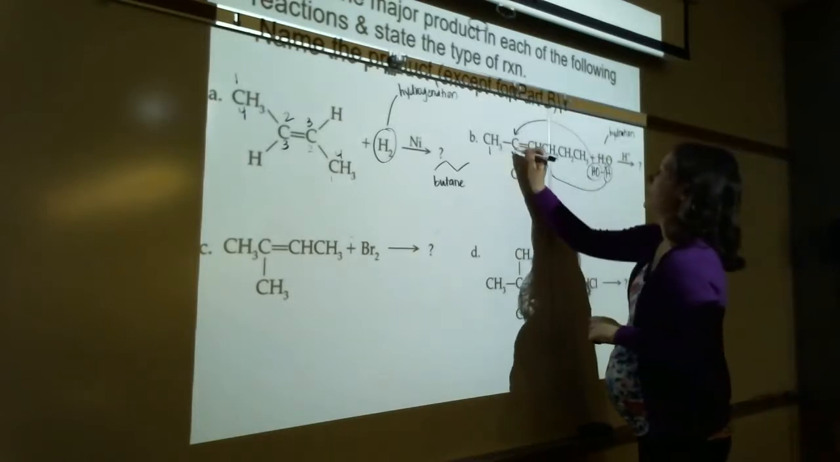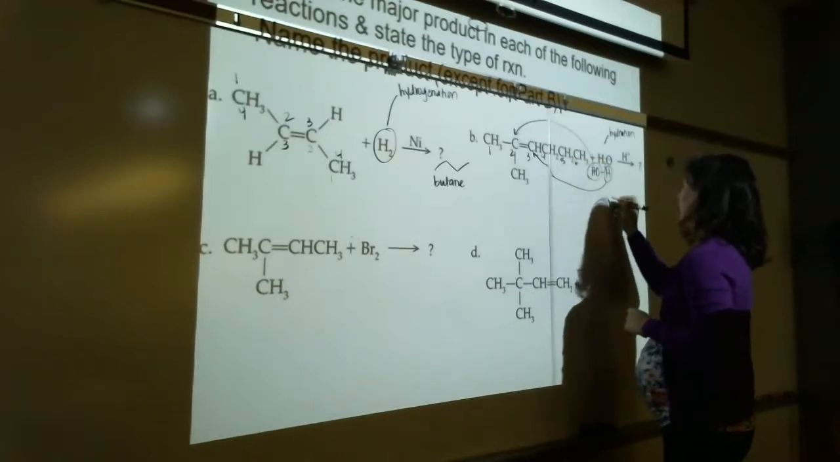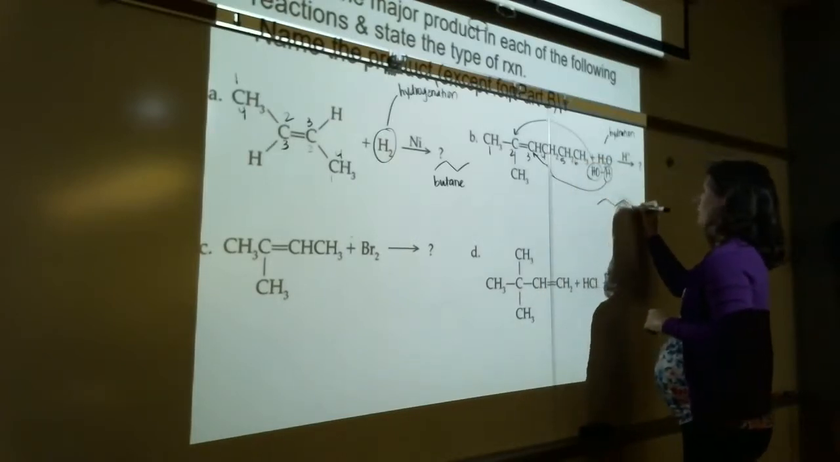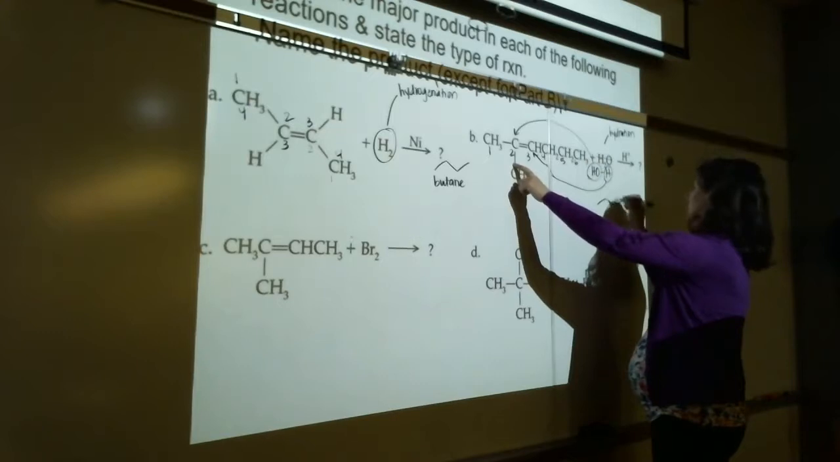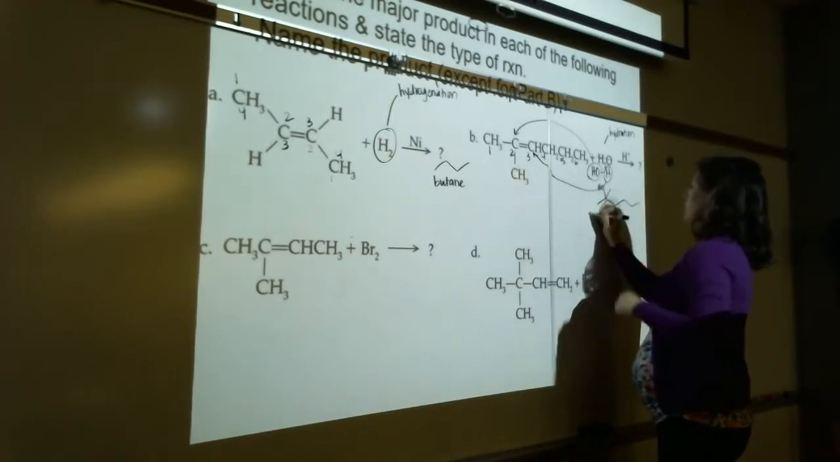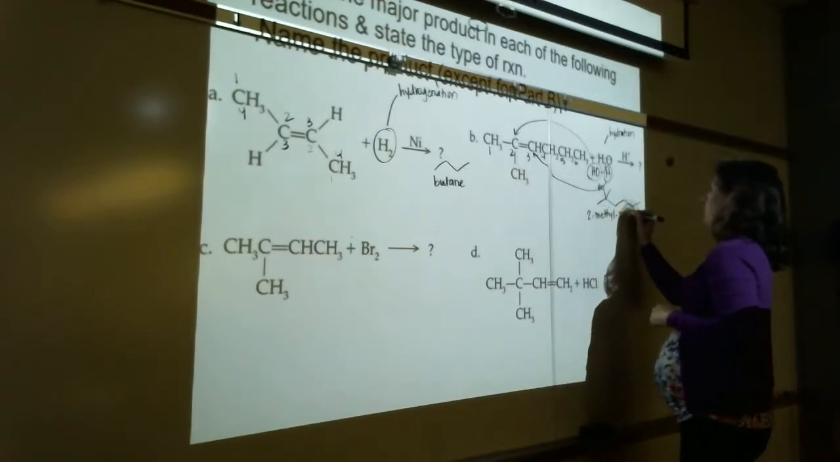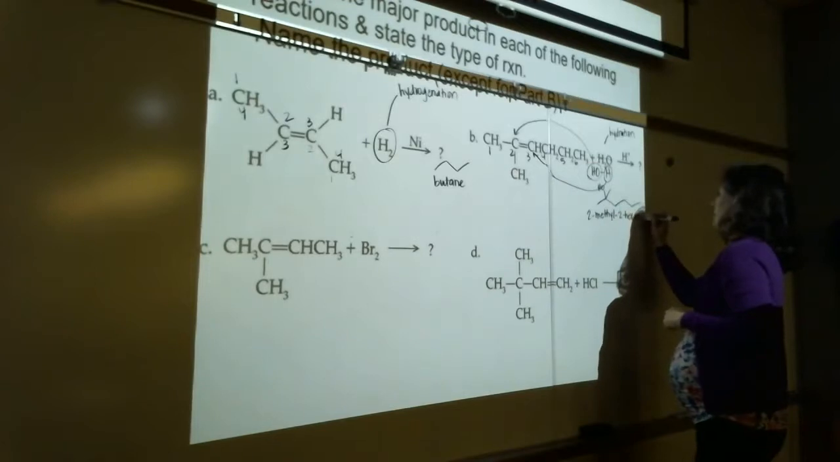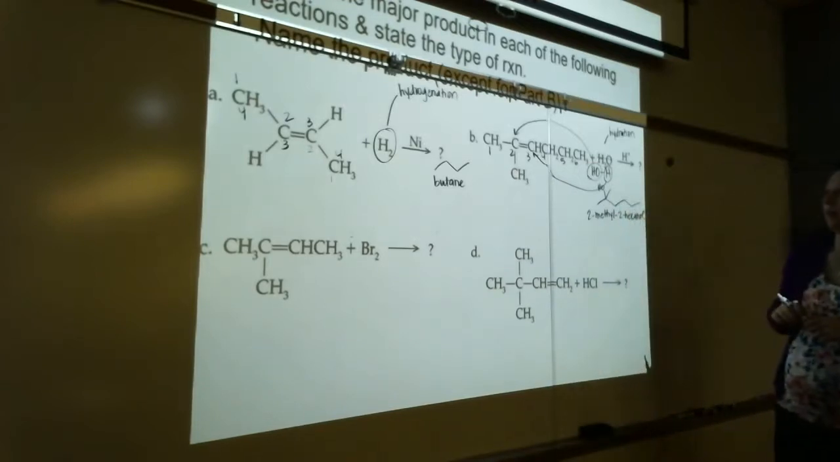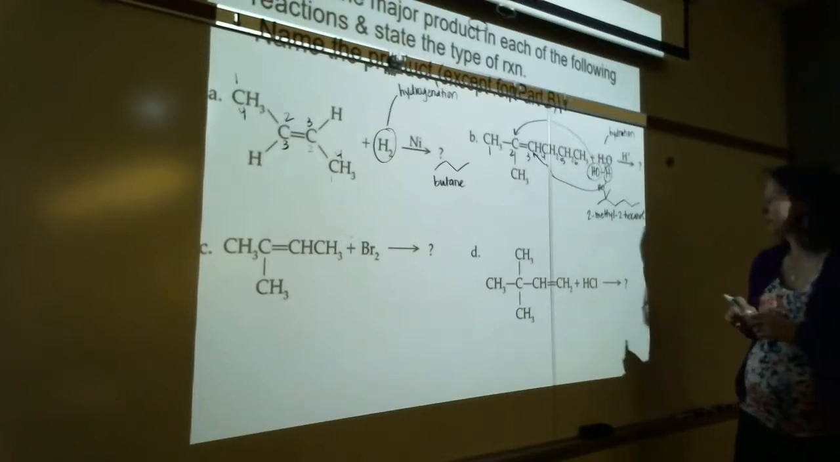So one, two, three, four, five, six. We've got a methyl group on carbon two, and we've got an OH on carbon two. So that's 2-methyl-2-hexanol. We don't know how to name alcohols yet, but I thought I'd throw that in there, see if you can start figuring out the pattern.